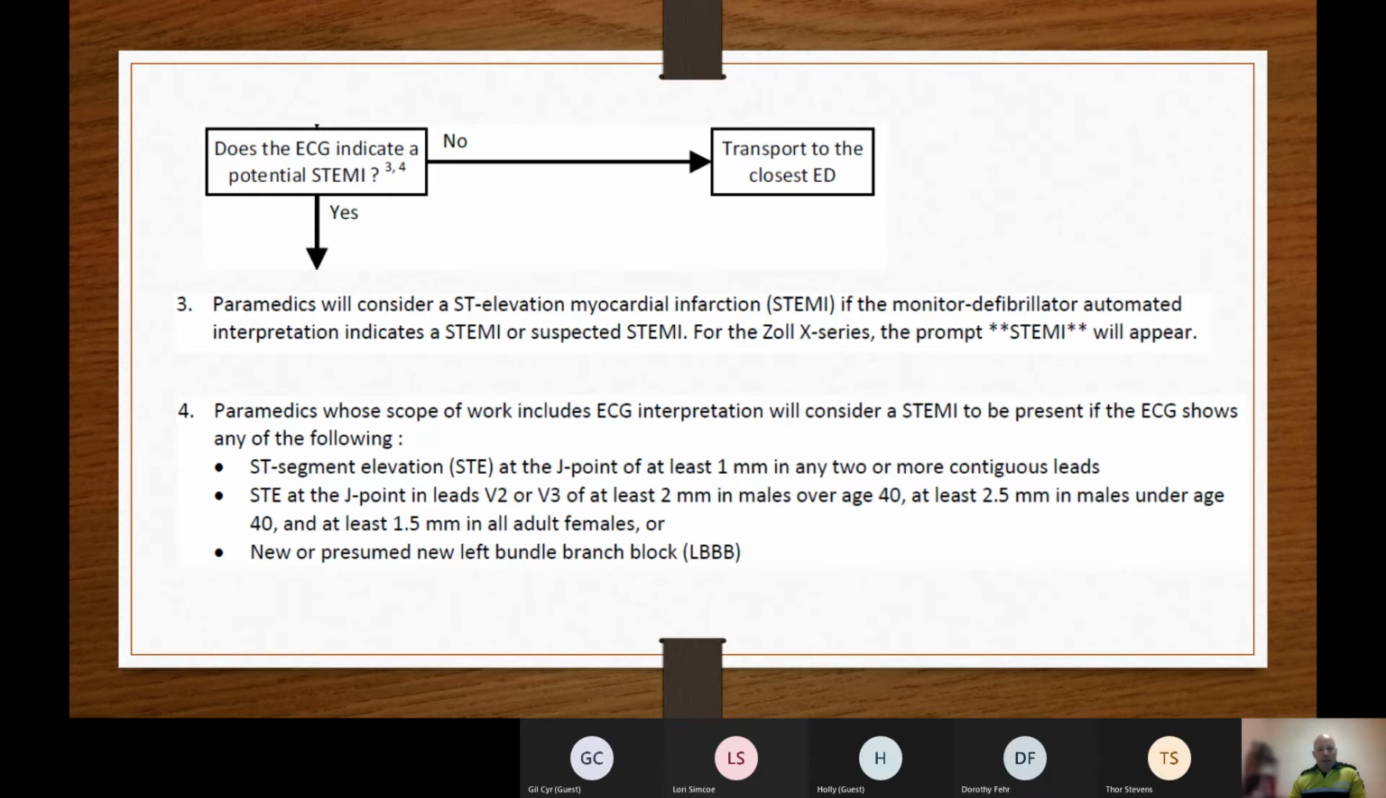The other reason we're going to want to call is if it's a new or presumed new left bundle branch block. If they have an absolutely known history of left bundle branch block, we can consider that.